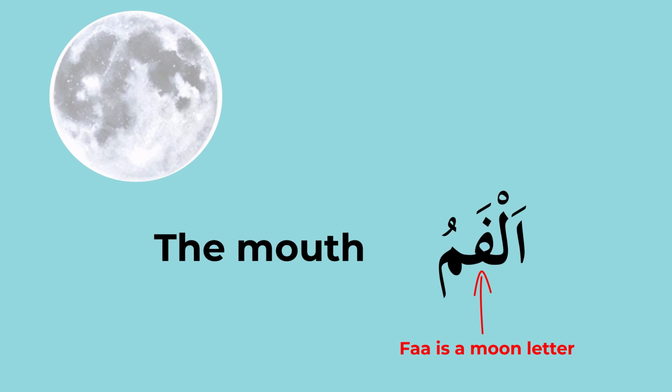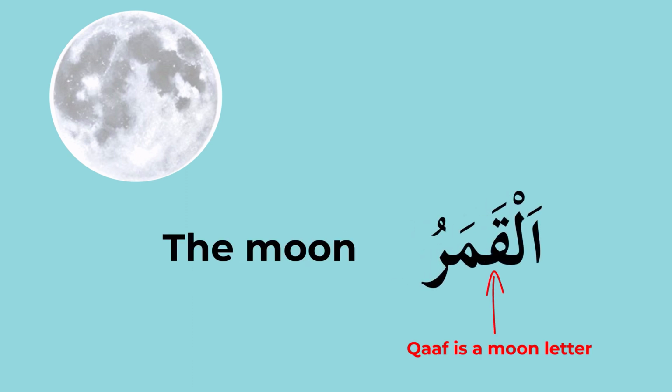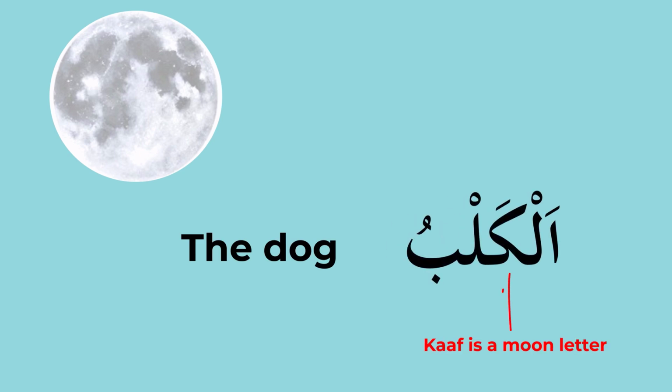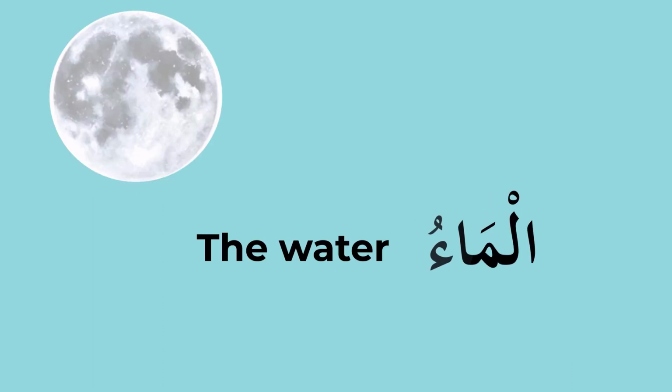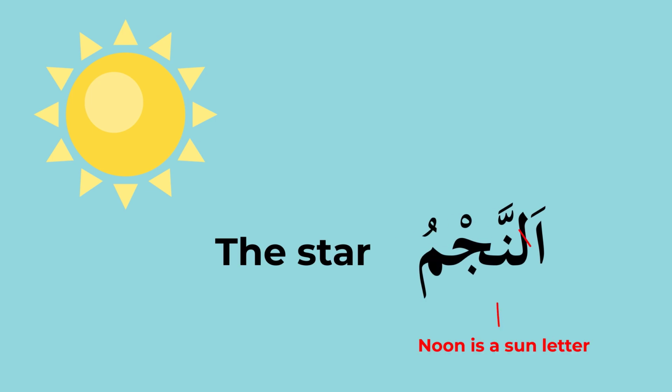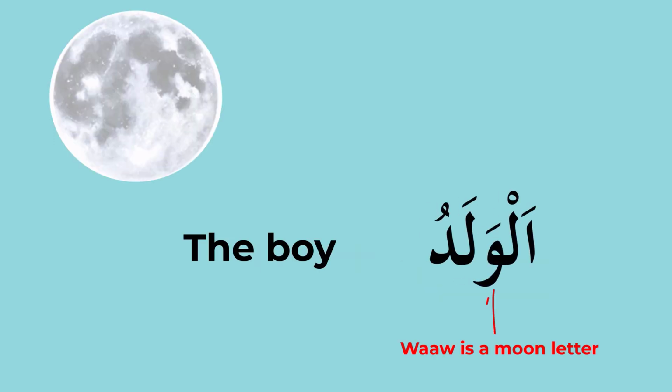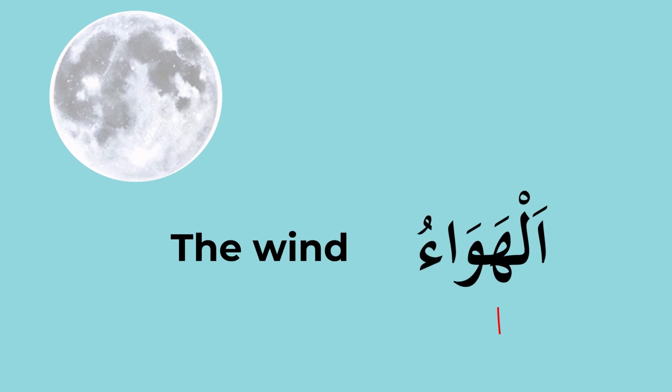Al-famu, mouth. Al-kamaru, the moon. Al-kalbu, the dog. Al-lahmu, meat. Okay, and then we have al-ma'u, the water. An-najmu. Okay, fine, brothers and sisters. Al-waladu, al-hawaw. Hawa is not an Urdu word. Hawa is an Arabic word.